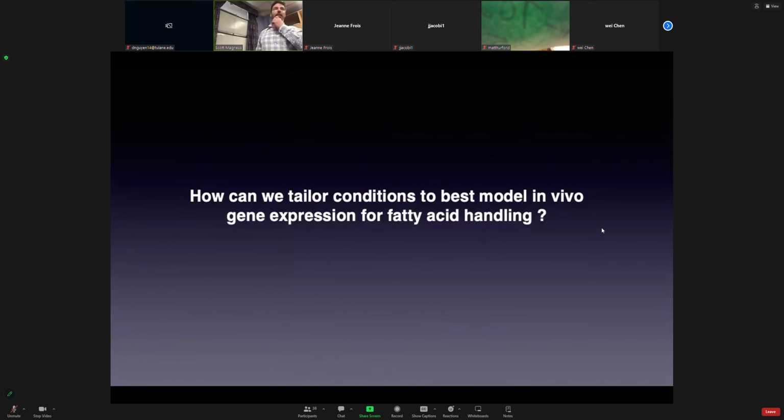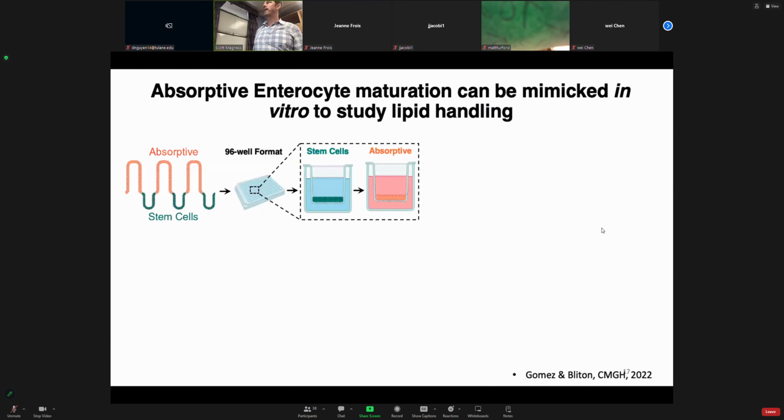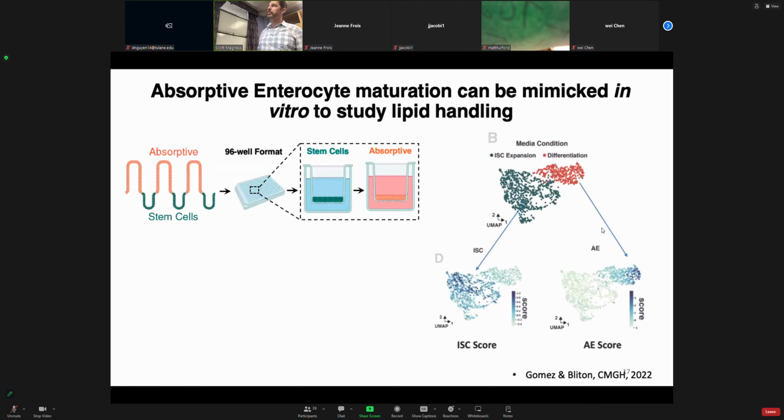So how do we do that in vitro? That was the next question: how do we tailor the conditions to best model these in vivo gene expression patterns for fatty acid handling? Again, we turn to our stem cells that we get from these transplant organ donors. We plated them into the same transwell system, except this time we scaled this to a 96 well system. So you can imagine the power you now have to do anything in high throughput.